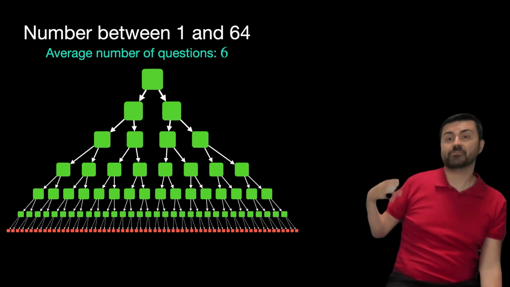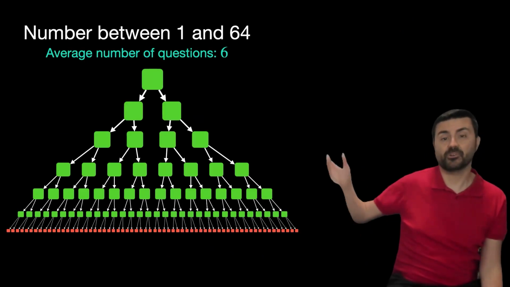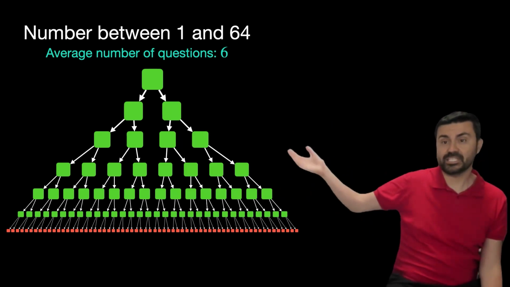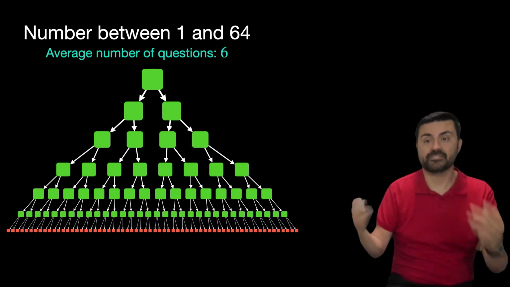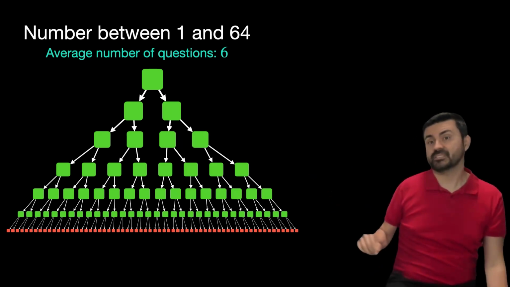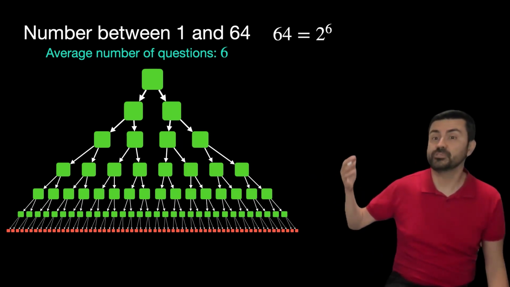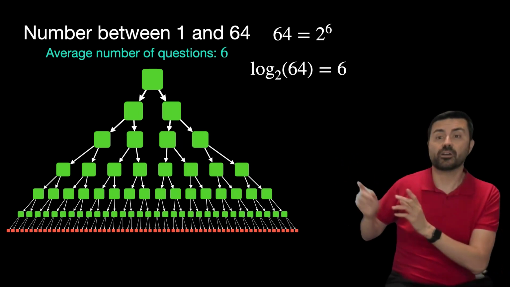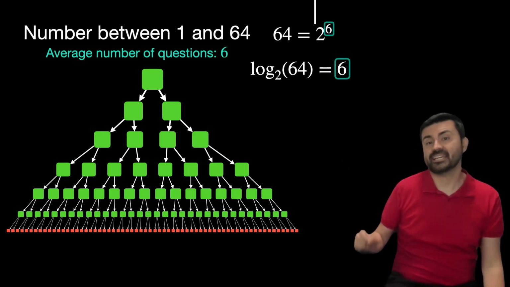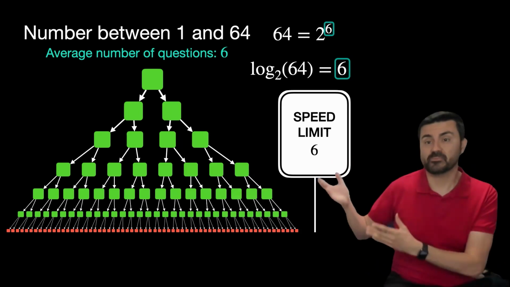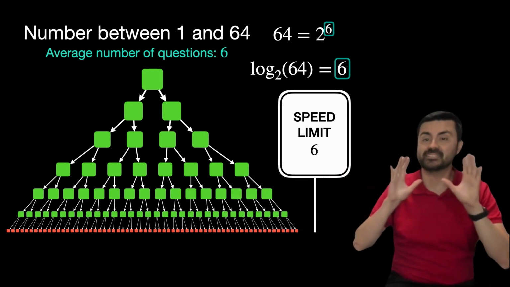Now, if you had, for example, to choose a number between 1 and 64, this would be the tree, where you would be asking every time, is it among the first half, etc., etc. And the average number of questions is 6 because 64 is 2 to the 6, or equivalently, the logarithm base 2 of 64 is 6. That's the number of questions, and that's actually the speed limit of information. The speed limit of information tells you 6 is the best you can do.